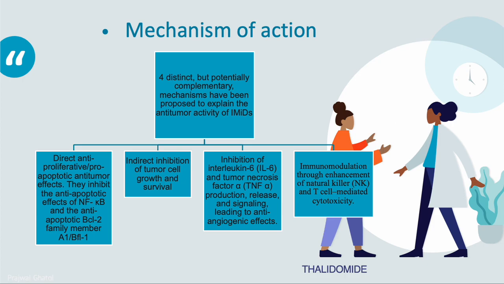The first mechanism suggests that it directly produces anti-tumor effects by inhibiting NF kappa B and BCL2. It also indirectly inhibits the tumor's growth and survival. It also inhibits interleukin 6 and TNF alpha, and it enhances natural killer cells and T cell mediated cytotoxicity. Here, the important point to note is that it inhibits three factors, and one factor is enhanced, that is the natural killer and T cell mediated cytotoxicity.